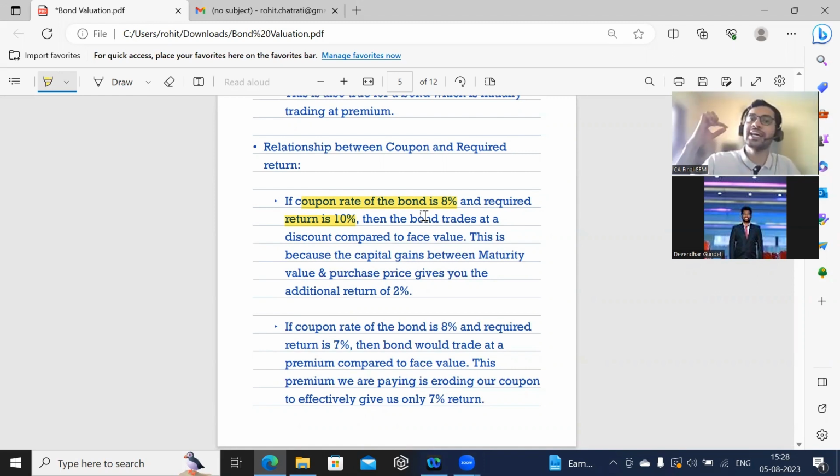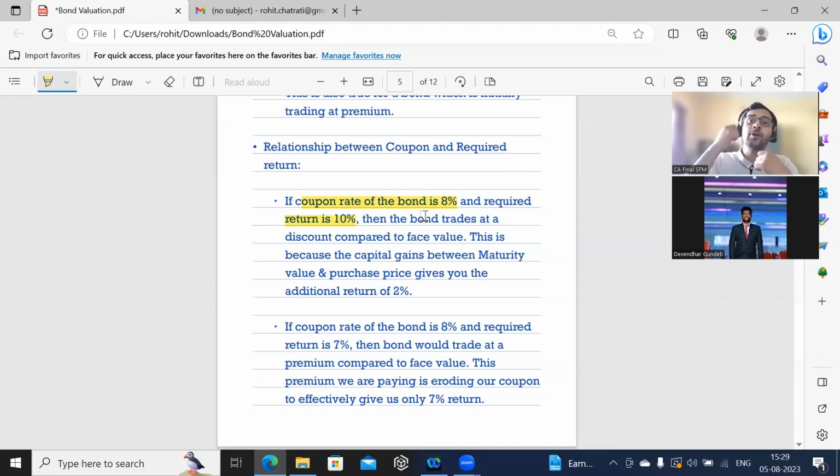The bond will trade at a discount compared to its face value. Let us say the face value is $1,000, the bond will trade at, say, $950, and you pay $950 for the bond today and receive a gain of $50. Between $950 and $1,000, you receive a gain of $50, and that $50 translates into a 2% excess return for you.